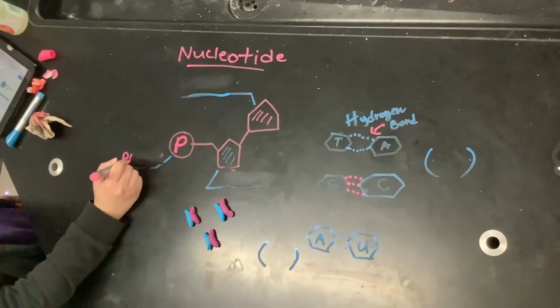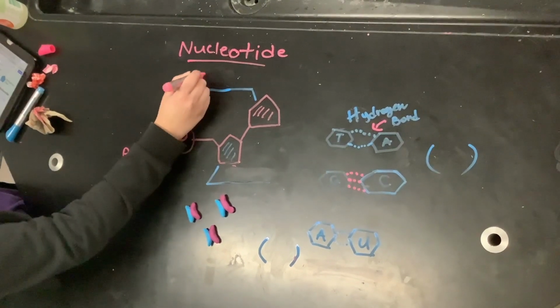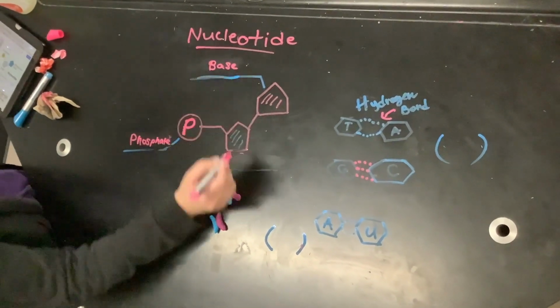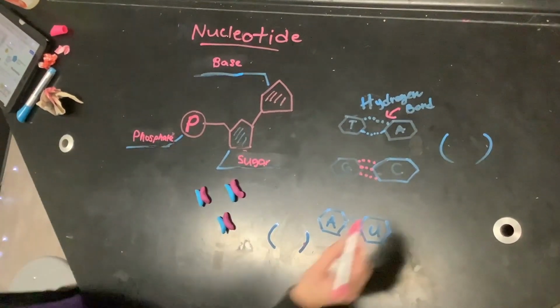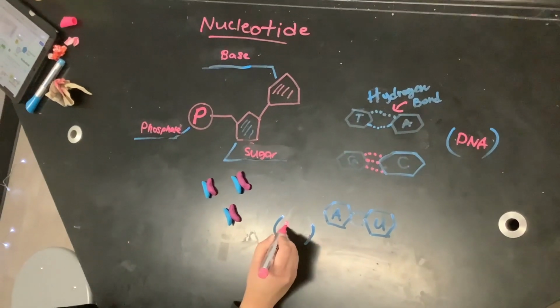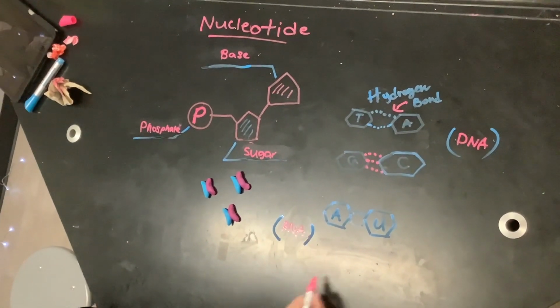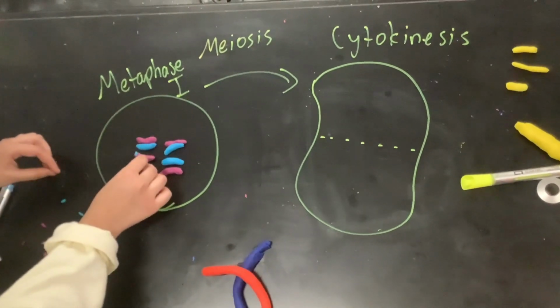DNA is a double-stranded molecule that is made up of nucleotides. A nucleotide is made up of a 5-carbon sugar, a phosphate group, and a nitrogenous base. These nitrogenous bases are adenine, thymine, cytosine, and guanine, with uracil for RNA. Chromosomes contain genes that store specific genetic information.